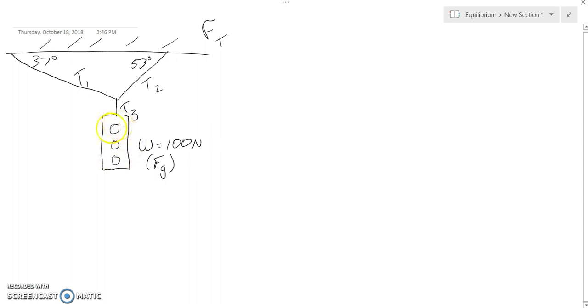First thing we're going to do is look at the stoplight itself. Okay, always look at the object you have. We're going to draw a free body diagram of only that stoplight. So I'll do that right here. We've got going down the gravity force, which we're given is 100 newtons, and then going up, acting on this, is just T3. T1 and T2 are not directly acting on the stoplight, so only T3 here.